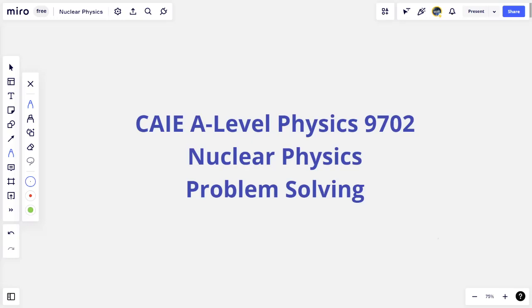Where we'll be doing some problem solving on the topic of nuclear physics for CAIE or Cambridge A-Level Physics 9702. Now, I've taken a random selection of past exam questions and put them together in the hope that these questions cover the entirety of the topic, at least most of it, and give you some experience with a wide range of problem solving. Now, there are many questions and we can't tackle all of them, but we'll try to cover at least the most important concepts in the topic at least once.